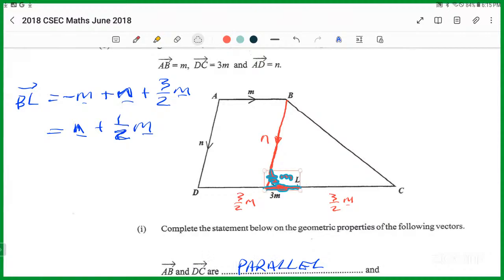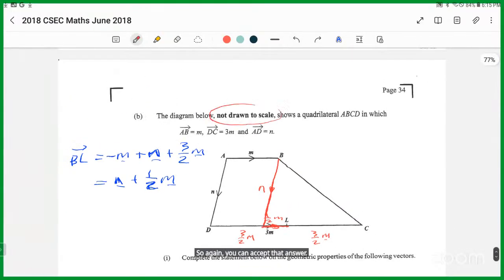Not 100% accurate, but you see it. N and half M takes me from B to L. So again, you can accept that answer. Remember, the diagram is not drawn to scale, so it's not 100% accurate, but you get the picture.